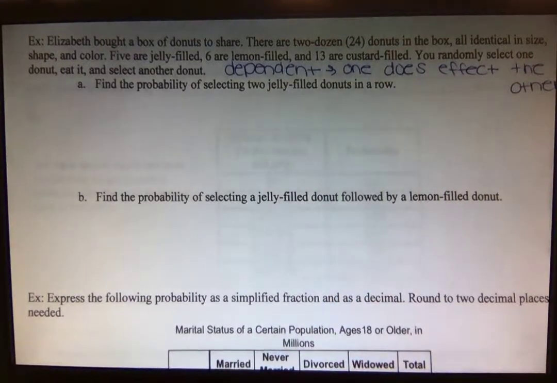So we're finding the probability of selecting 2 jelly-filled donuts. So what's the probability that you get 2 nasty ones?